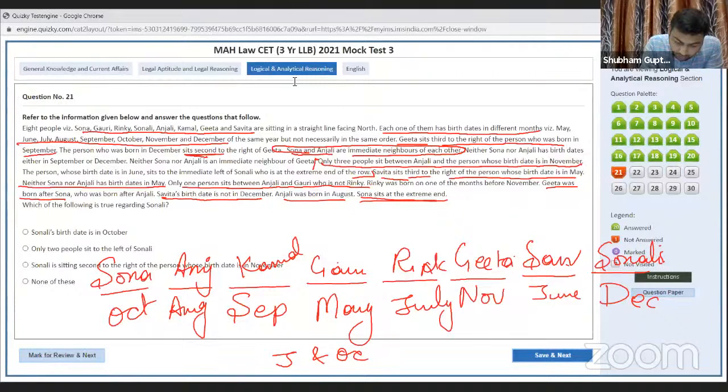Now, which of the following is true for Sonali? Sonali's birth date is October? No. Only two people sit to the left of Sonali, so all are sitting to the left. Sonali is sitting second to the right of the person whose birthday is in November. November, second to the right.